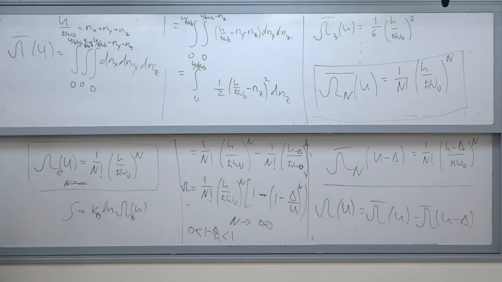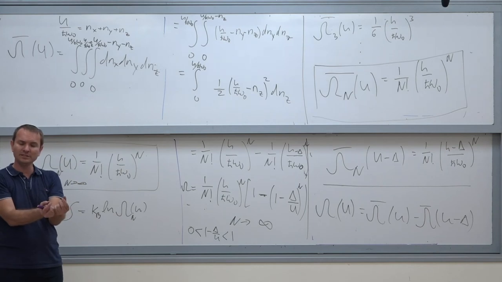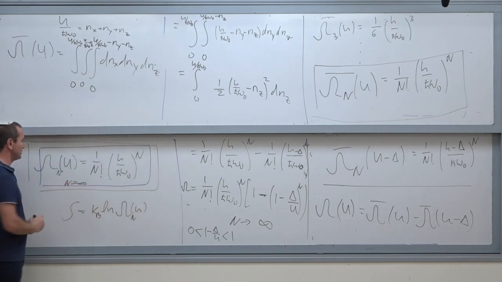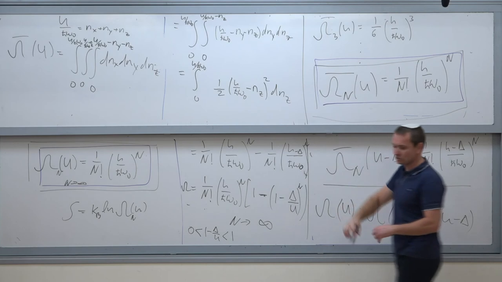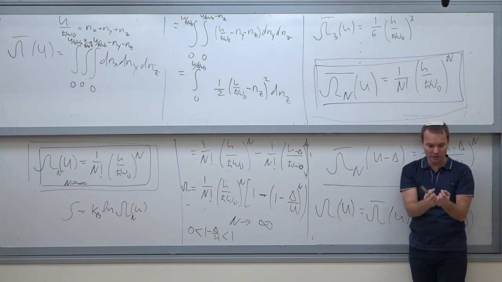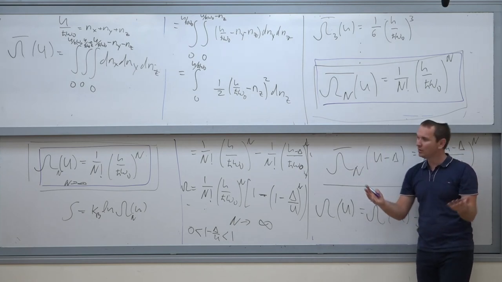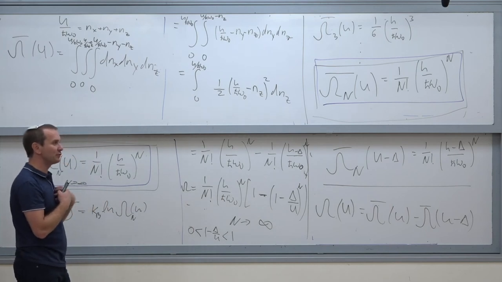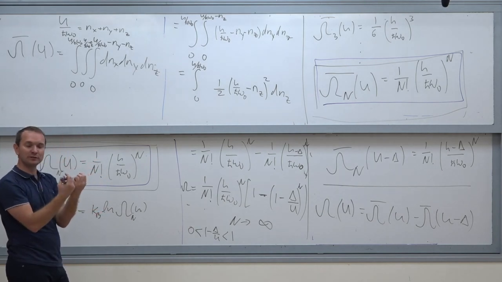Now, one thing to notice over here is the number of states in the delta vicinity of U. Look at what I have done. I said I'm only looking at this delta vicinity. I'm integrating up to U, I'm integrating up to U minus delta, and I'm subtracting. And I expect that there is a small surface, so that the number of states in the volume is going to be much larger than the number of states or the area of the surface around this volume.